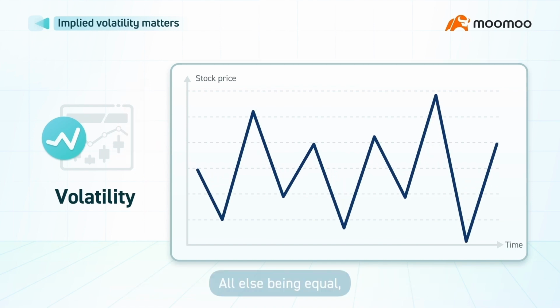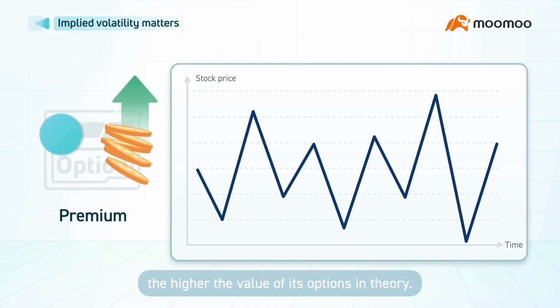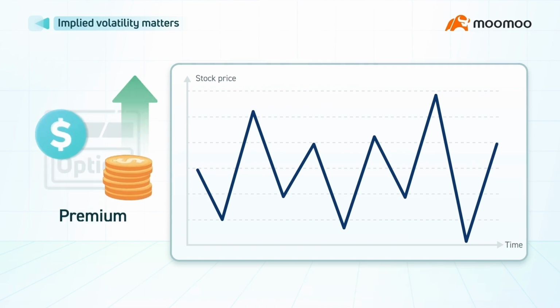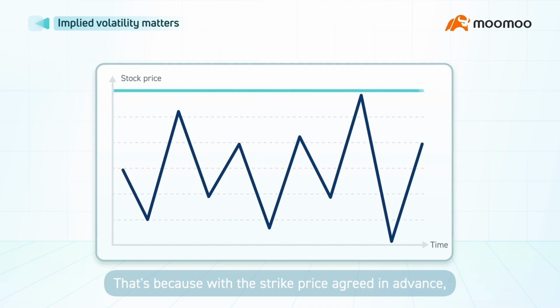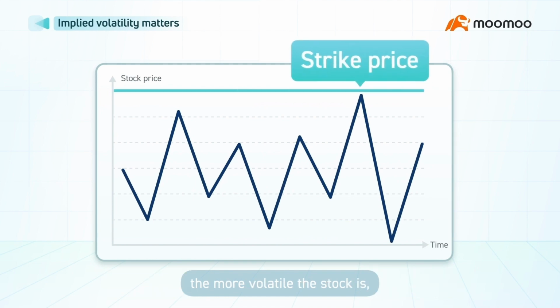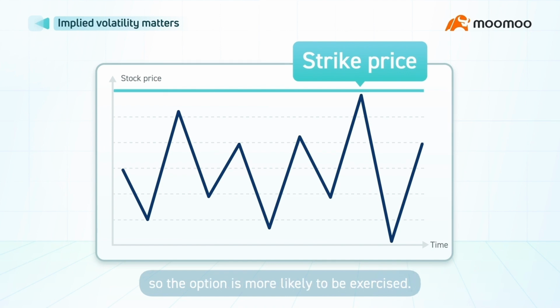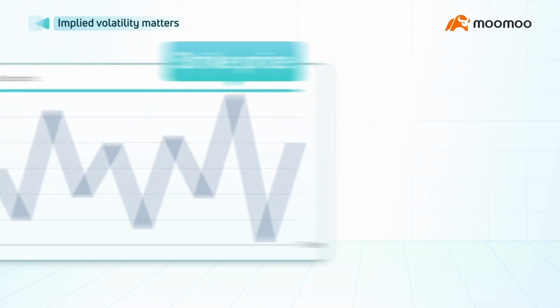All else being equal, the higher the volatility of the underlying stock, the higher the value of its options, in theory. That's because, with the strike price agreed in advance, the more volatile the stock is, the more likely it reaches the strike price, so the option is more likely to be exercised.